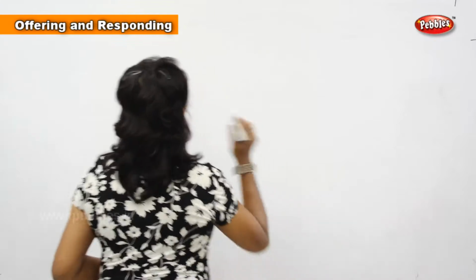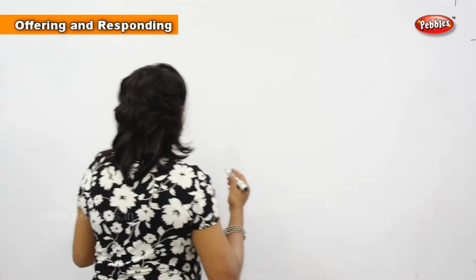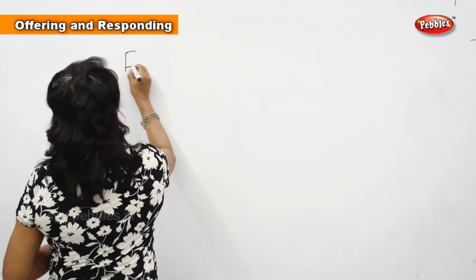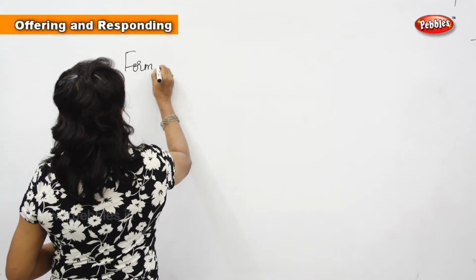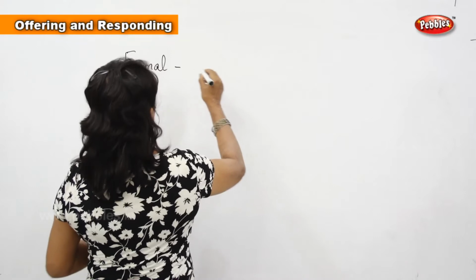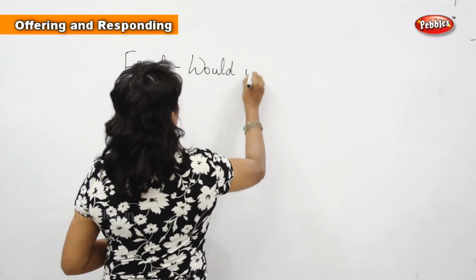I have already told you formal, informal and neutral. Okay. Now, we are going to see how you express offering help. So, this is offering help and responding. Okay, I am just going to write formal situation. Formal. Would you like me to do it for you? This is how you ask, okay.